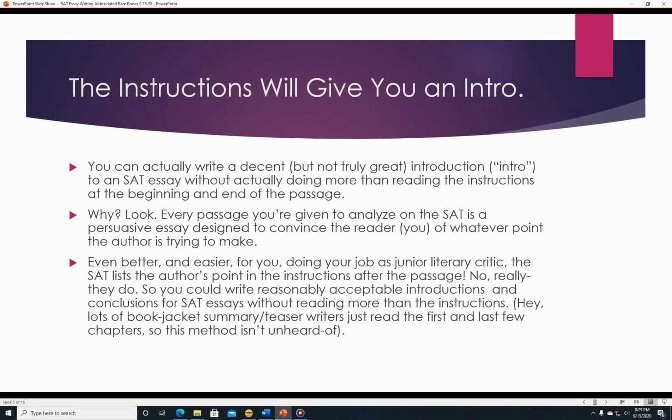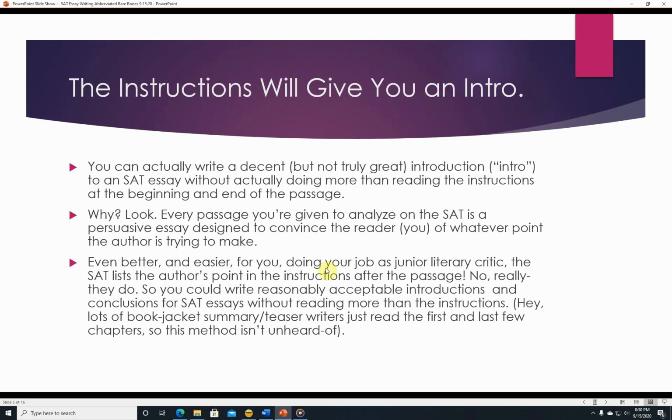The instructions will give you an intro, as I said. So as I said, you can write a decent but not truly great introduction to an SAT essay without doing more than reading the instructions in the beginning and end of the passage. Well, because as we've seen, every passage you're given on the SAT is a persuasive essay designed to convince the reader, that's you, of whatever point the author's trying to make. It's always going to be a newspaper or a magazine editorial or something very similar to that. It's going to be a persuasive essay.